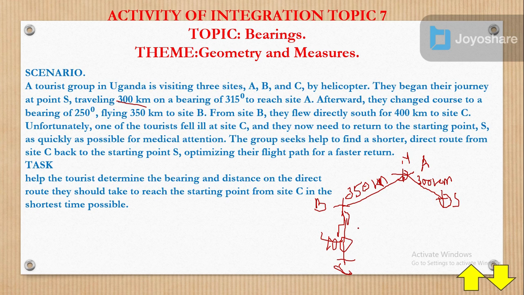Now that's as quickly as possible for medical attention. The group needs help to get back to point S as quickly as possible. They help to find a shorter direct route from site C. So they are now at site C. Remember they started from S, but they are now at site C. They want a direct route. So their direct route will be this, from C directly to S. That's the direct route: direction and distance. Direction means the bearing. Okay, let's go there and see the real sketch.